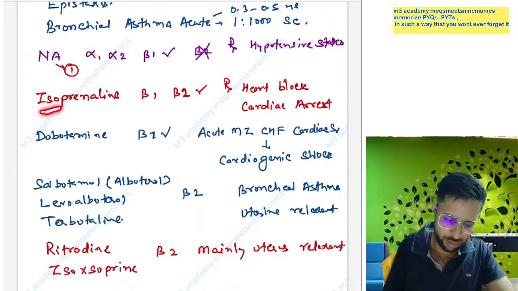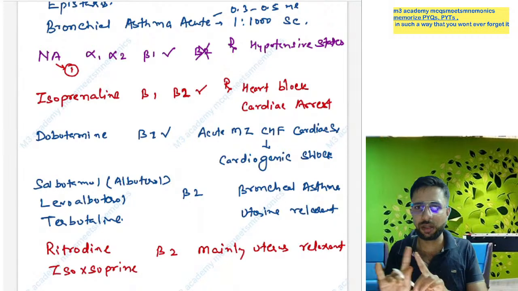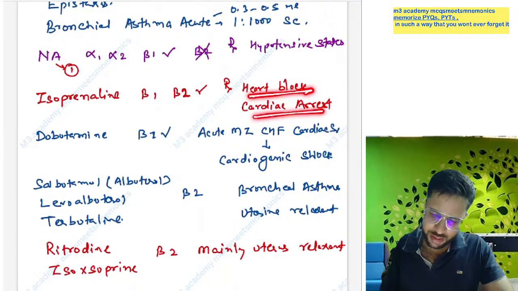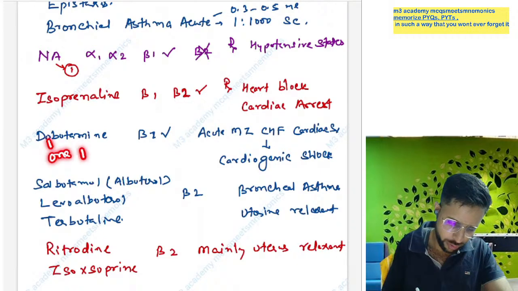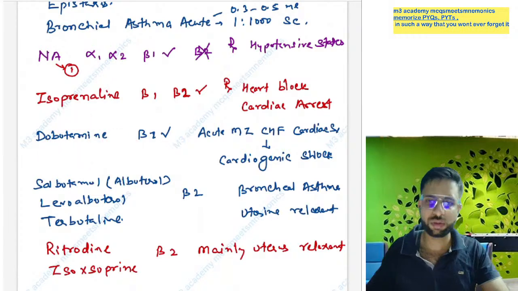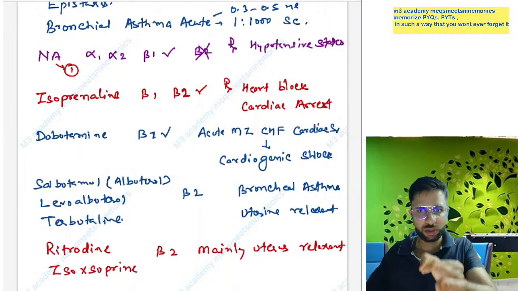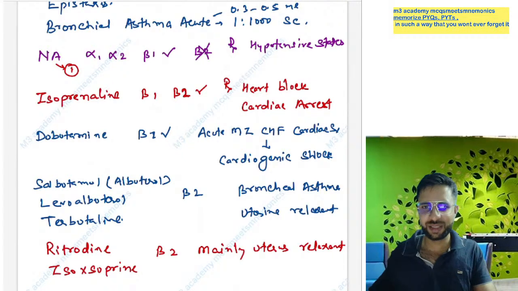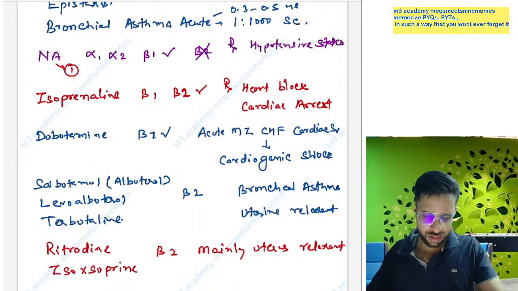Now isoprenaline, iso means same. So it works only on beta, not on alpha: beta 1 and beta 2. It is used for heart block and cardiac arrest. Dobutamine, we already know, D for dobutamine and B means beta 1, so it works on beta 1. This dobutamine does not work on dopamine receptors. It looks like it works on dopamine receptors, but dobutamine does not work on dopamine receptors.